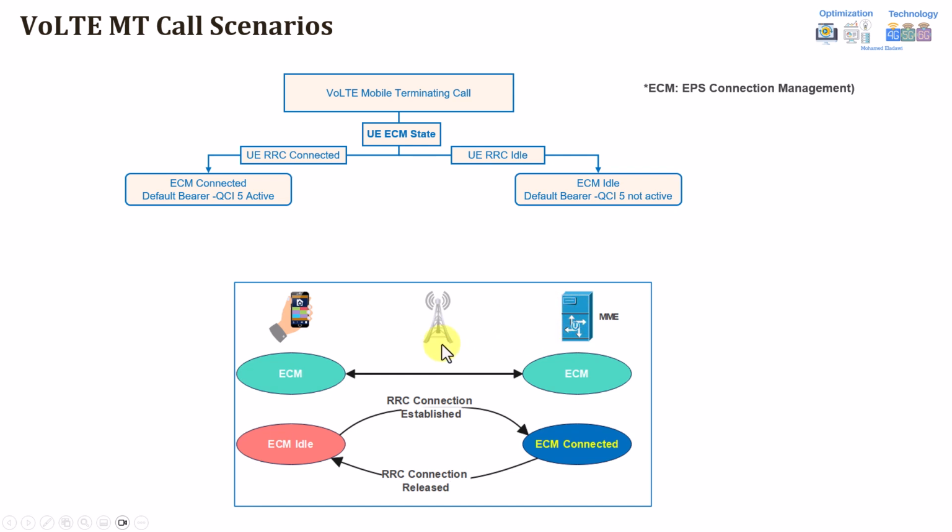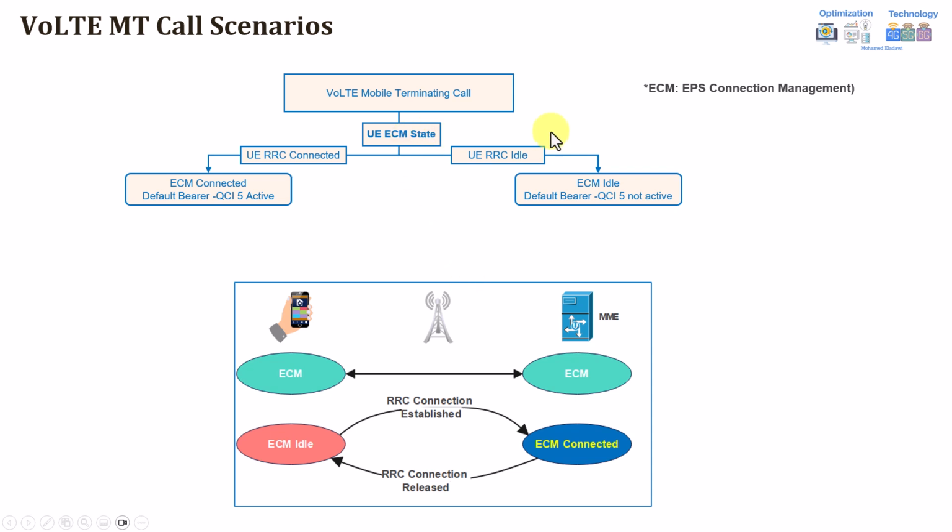All the connections will be released if you are in ECM idle mode, except the connection between the serving gateway and the packet gateway, which is the S5/S8 interface, a GTP tunnel between both of them. This will be retained all the time because it will be used in idle mode to notify the user. This will be explained in more detail when we go to the end-to-end call flow.